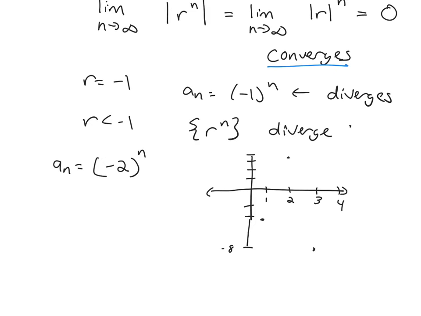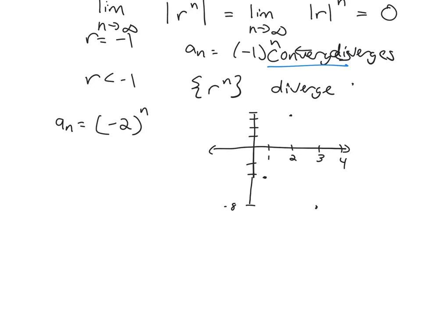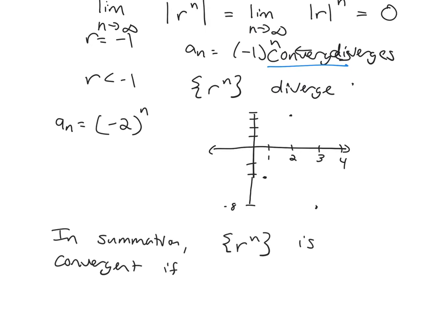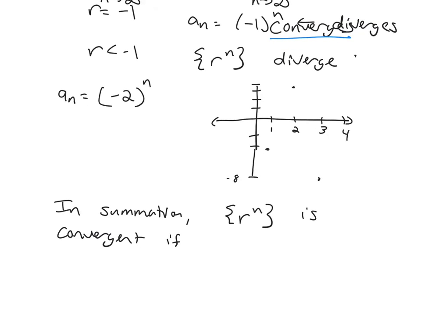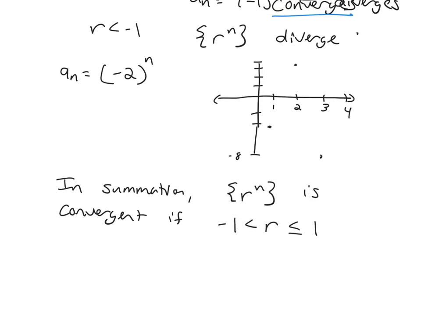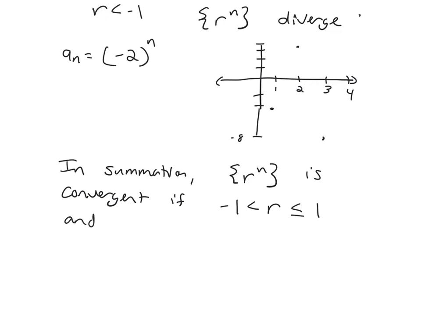All right, so I know that was a lot. Let's sum up what we've learned about sequences with these exponentials in them. In summation, r to the n is convergent if r is between -1, not including -1, but including 1, and divergent for all other values.